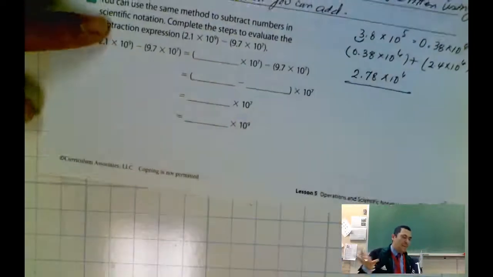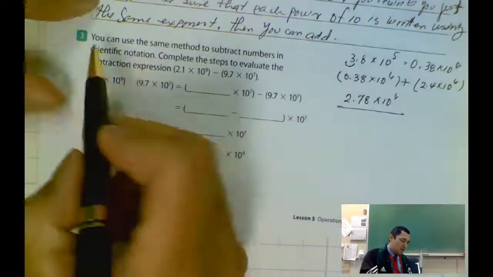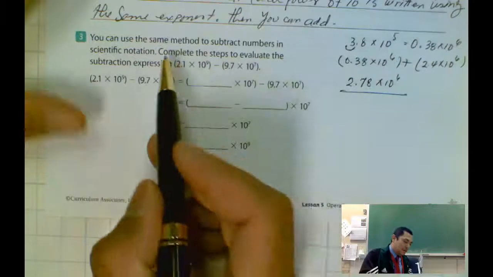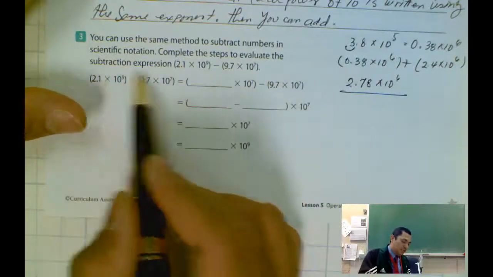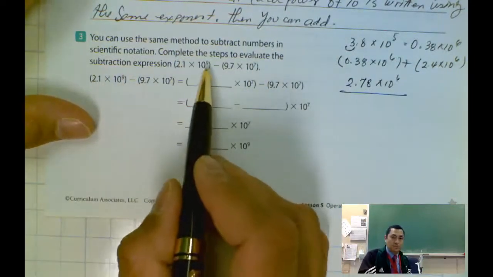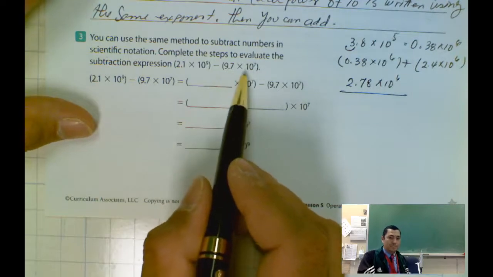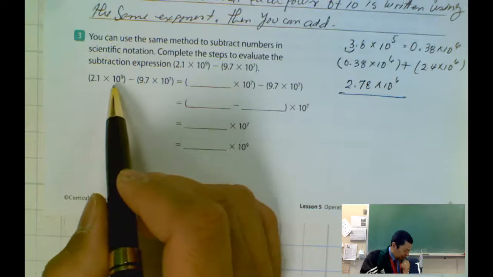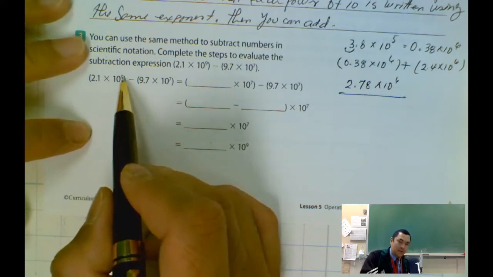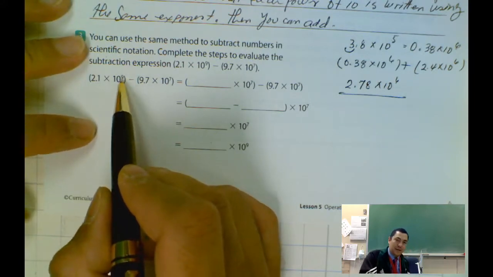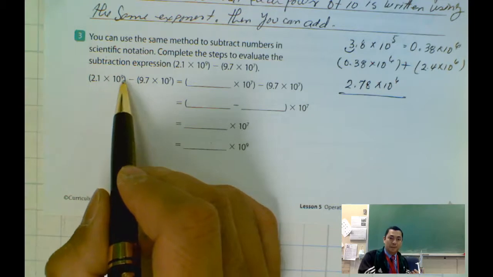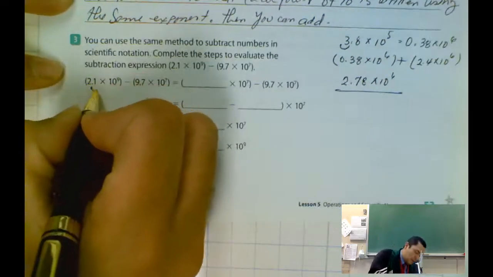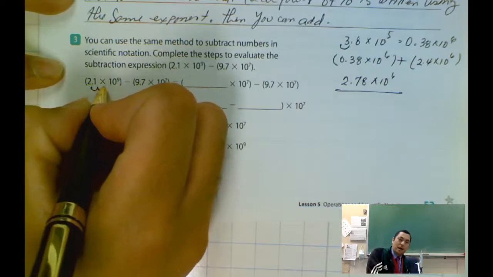Number 3 is a medium problem. Okay, you can use the same method to subtract numbers in scientific notation. Now we're going to subtract. Complete the steps to evaluate the subtraction expression. So you have 2.1 times 10 to the 9 minus 9.7 times 10 to the 7. So what we are going to do, see, this one is 2.1 times 10 to the 9. So I'm going to manipulate this one. I need this 10 to be to the 7. So I'm going to move this one 2 units to the right.